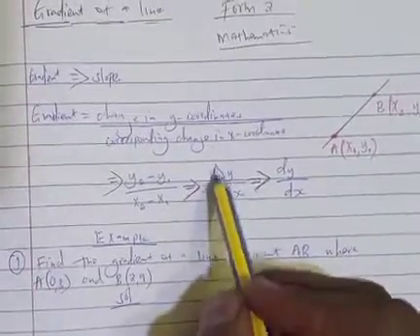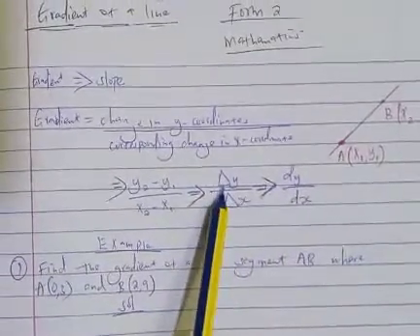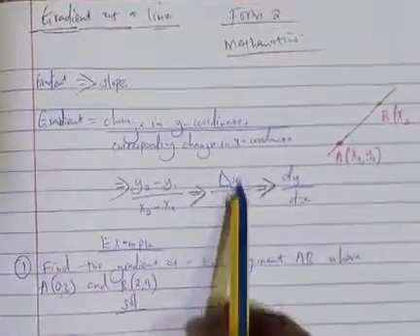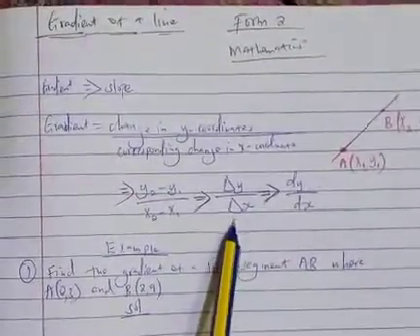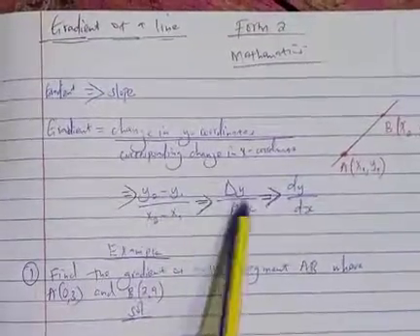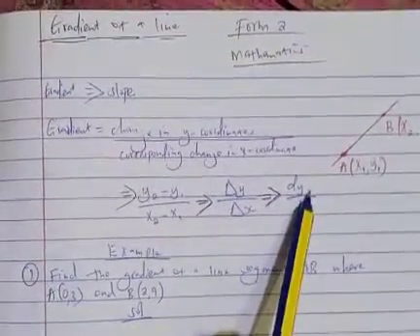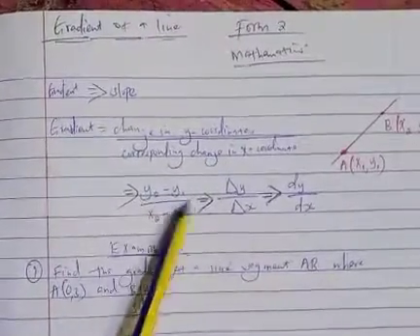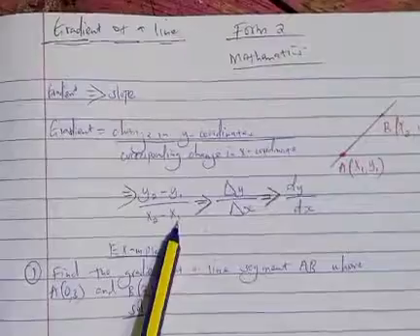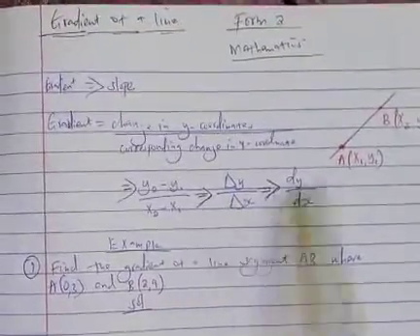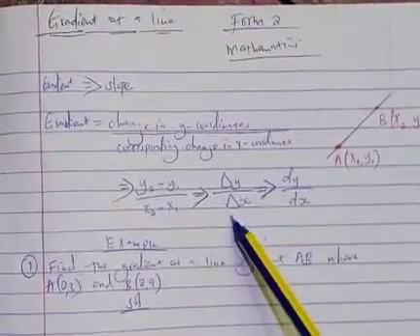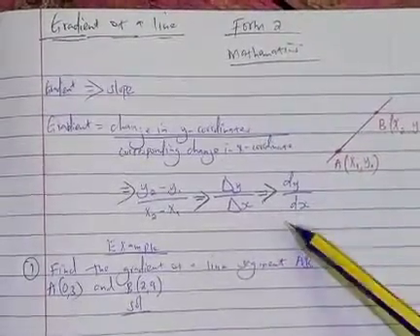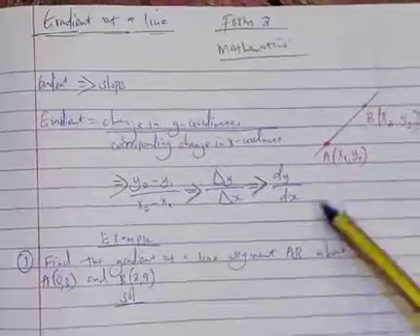In maths, this symbol here, delta, means change. So sometimes we write delta y over delta x. And change can also be written as dy over dx. It is the same thing. y2 minus y1 over x2 minus x1, which is just the same thing as delta y over delta x, change in y over change in x, or dy over dx.